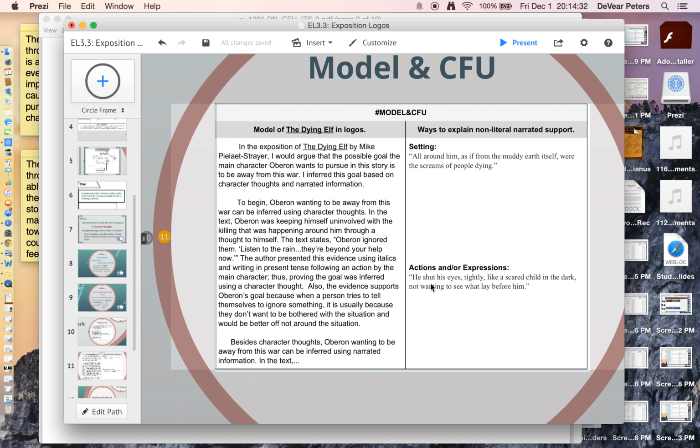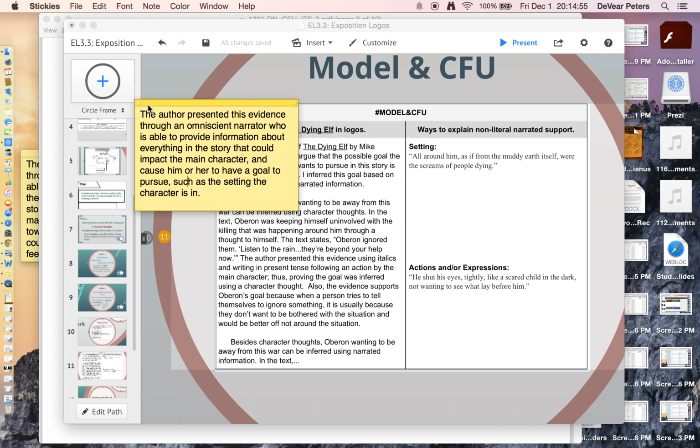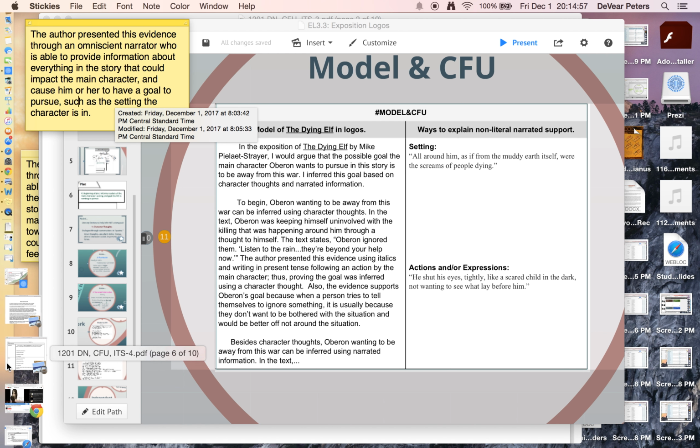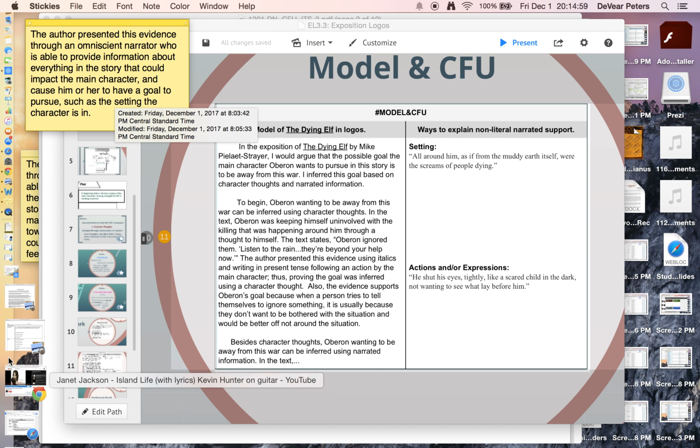Now, when we came to setting and actions and/or expression, and thinking about narrated information, we wanted to talk about how we explain that it was an outside person helping us understand what was going on around this character, how this character looked, or what this character may have done. And so we did two things. So first, for the setting, I'm actually going to make this a little bit larger for us.